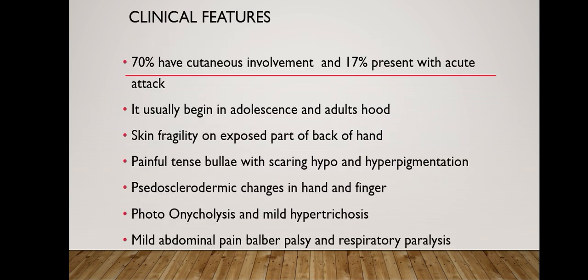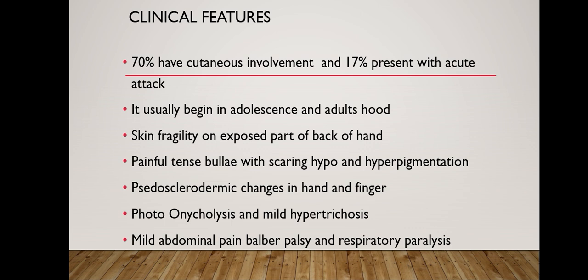Clinical features. As we know, the porphyrias are metabolic disorders characterized by photosensitivity reaction when these patients are exposed to sunlight. So the clinical features in case of variegate porphyria are also photosensitivity induced. 70% of cases have skin involvement and 17% present with acute attacks. It usually begins in adolescence and adulthood.